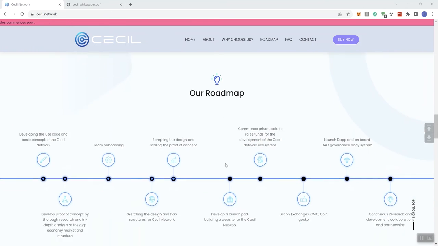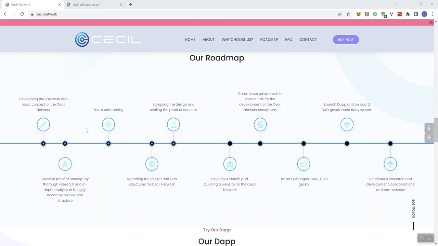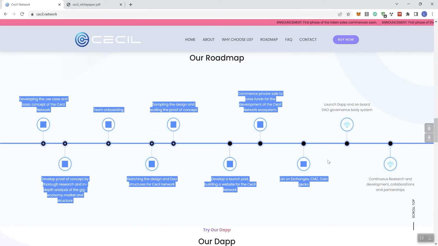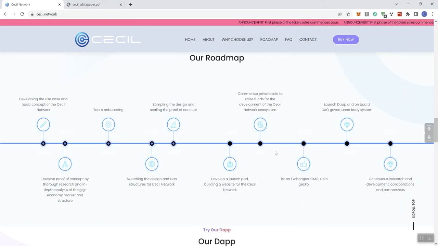Taking a look at the roadmap here, we go back all the way out here. However, we don't see timelines or anything, and this is not something you can scroll or move from left to right. This is basically the roadmap. So we see developing the use case and basic concept, developing proof of concept by thorough research and in-depth analysis of the gig economy market and structure.